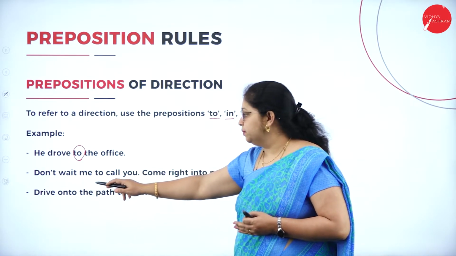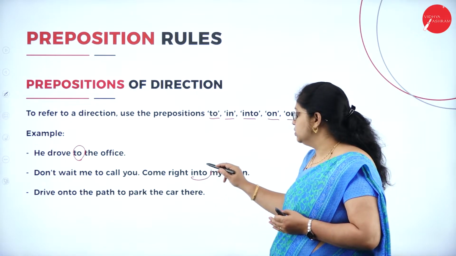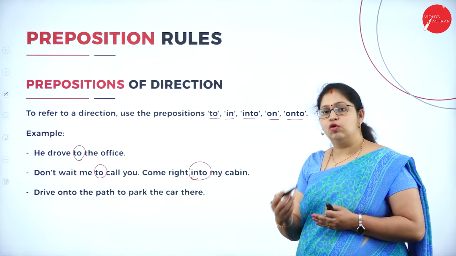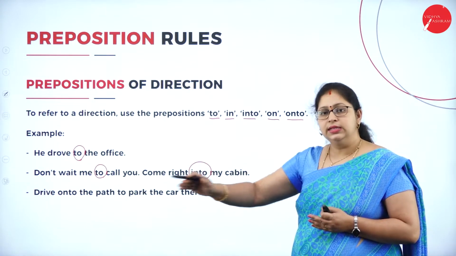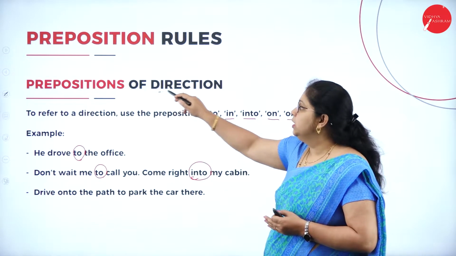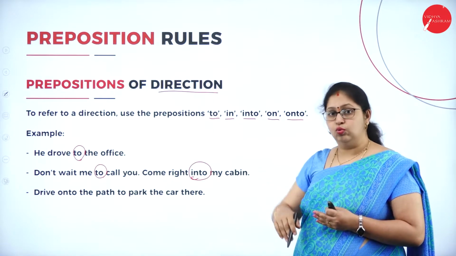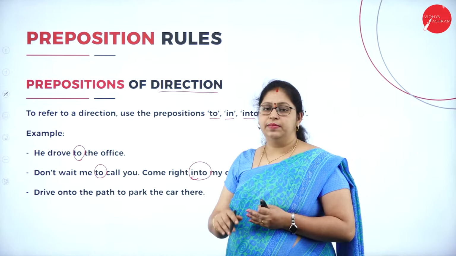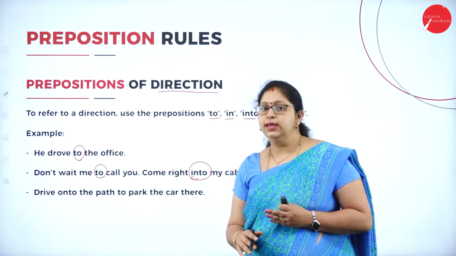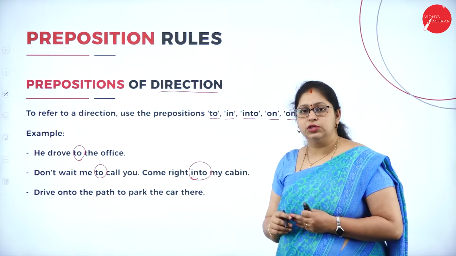Then, don't wait for me to call you. Come right into my cabin. So here into is used. Where to come? See here, to is also used. This is the other one. So don't wait for me to call you. You can come in. Here into is important for us because I am discussing the prepositions of direction. So come right into my cabin. Into means come inside my cabin. No need of invitation, no need of calling you inside. You can directly come to my cabin. To tell that you can come directly, here into is the preposition used.